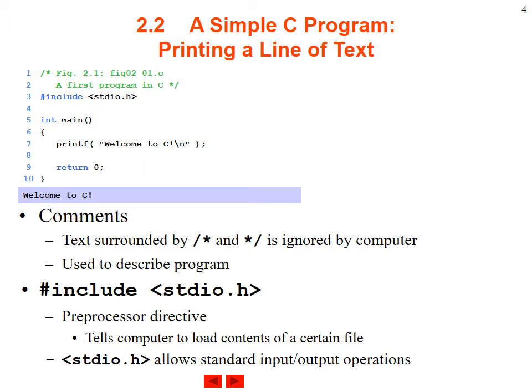This is a preprocessor directive which tells the computer to load the contents of a certain file. In this case, the computer will load the contents of the stdio header file so that you can perform your standard input-output operations. Then we go on to int main. So int shows us the return type of our program, and the function we are talking about is the main function.